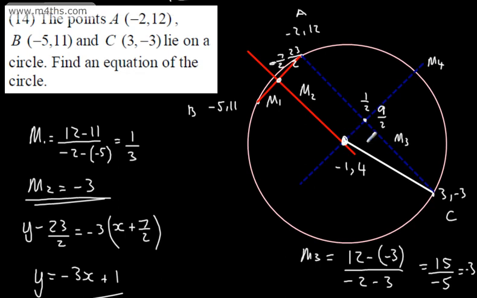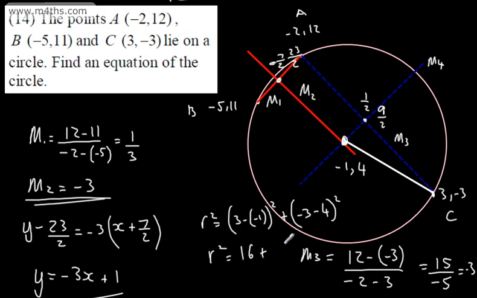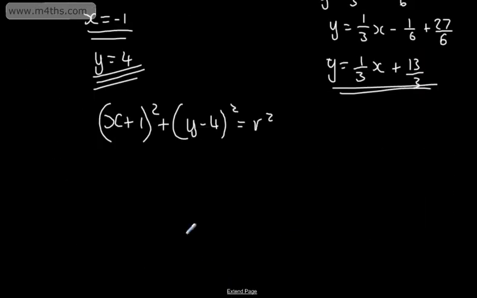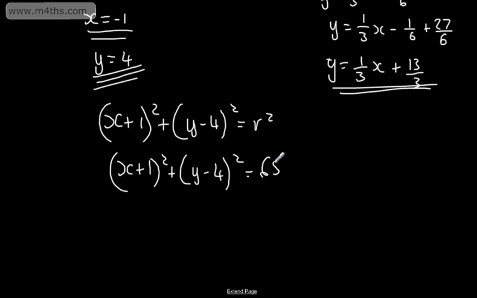We can go ahead and use the distance formula. So the radius squared is going to be equal to 3 subtract negative 1, which we need to square, plus negative 3 subtract 4, which we need to square. So the radius squared is going to be equal to 16 plus, now what's that going to give me? 49. So the radius squared is equal to 65. All I need to do now is put that back in, and we've done it. So now we can say (x + 1)² + (y − 4)² is equal to 65.